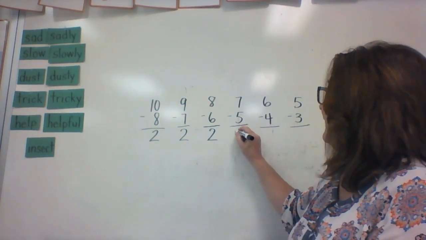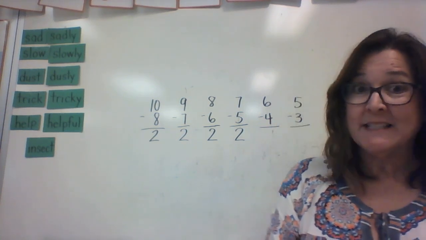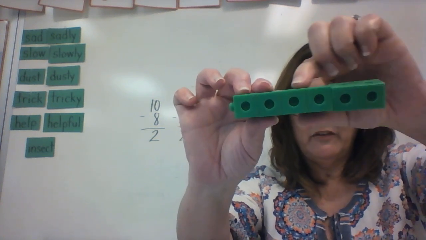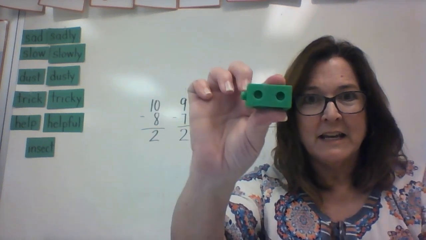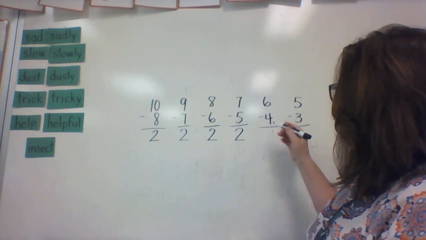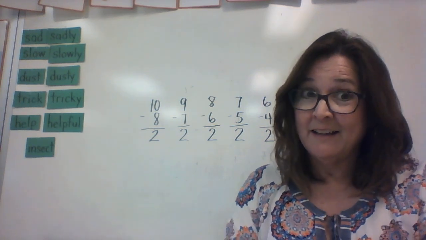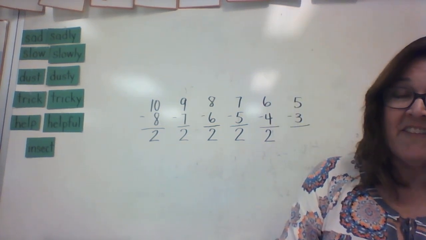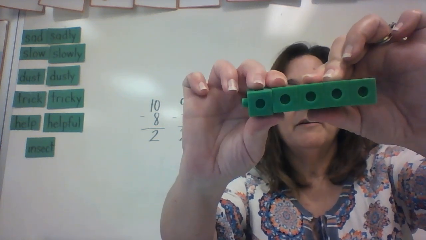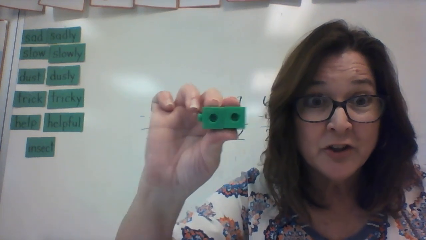Now, I think you've caught on to what we're doing here, huh? Okay, here we go. 6 minus 4. 6 minus 4 equals 2. Look at that. And then our last one over there, 5 minus 3. 5 minus 3 equals 2.